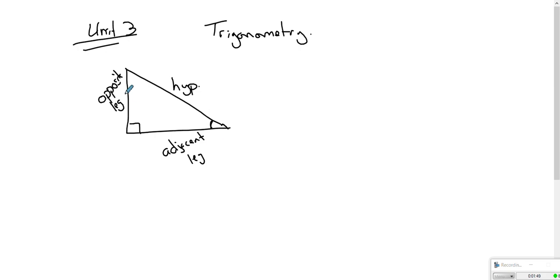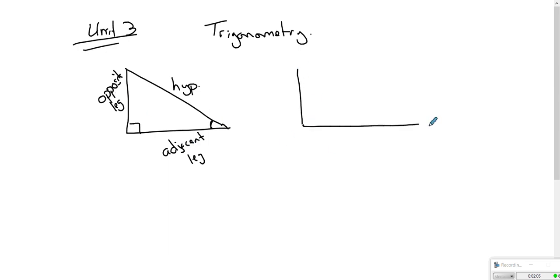So the math terms are leg, leg, hypotenuse for the right triangle. Regular old English words like opposite and adjacent. Adjacent means right next to you. Opposite means, well, opposite. I hope you know what that means. But if you're here, this is the opposite leg. This is the adjacent leg.